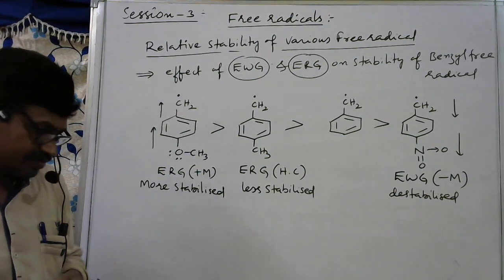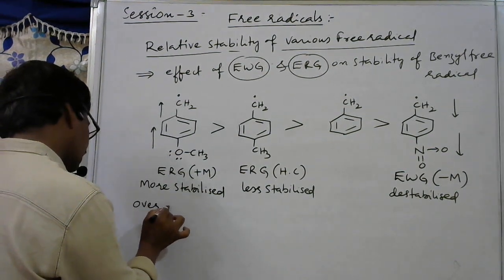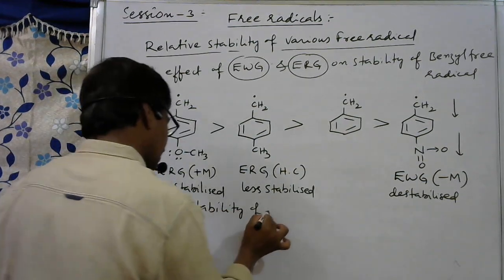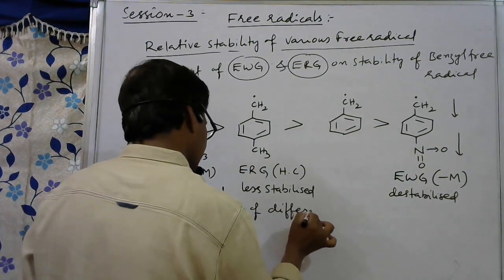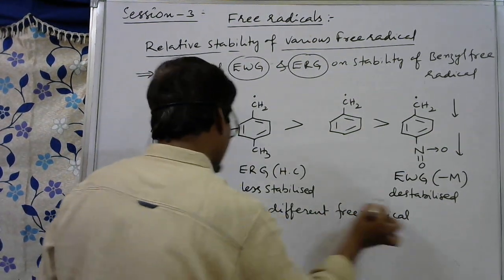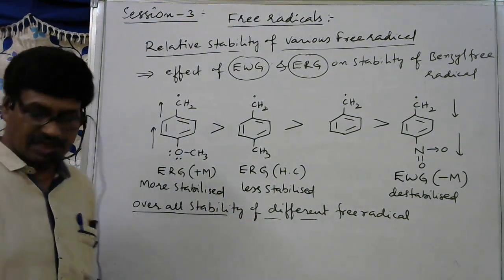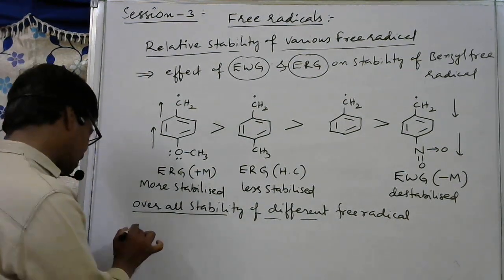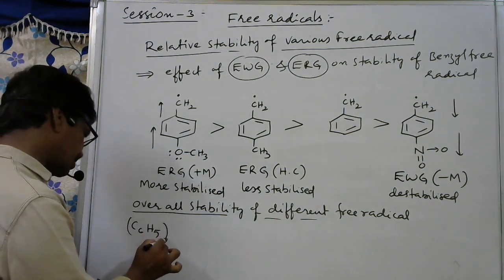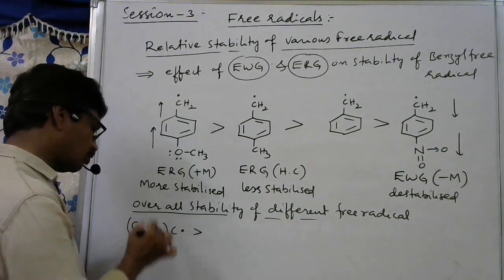Overall stability of these free radicals, I am writing here. Overall stability of different free radicals. It is almost similar to which one? Carbocations, I told. So the first one is triphenyl methyl, that means (C6H5)3C dot. There is C6H5 taken thrice, as written in previous sessions. This carbon free radical is more stable because of more resonance.